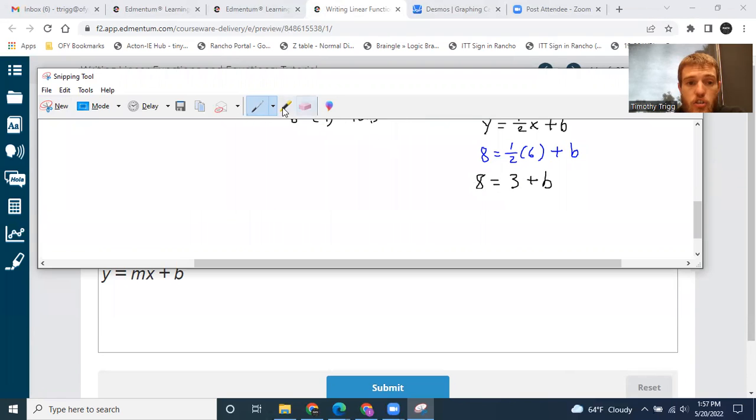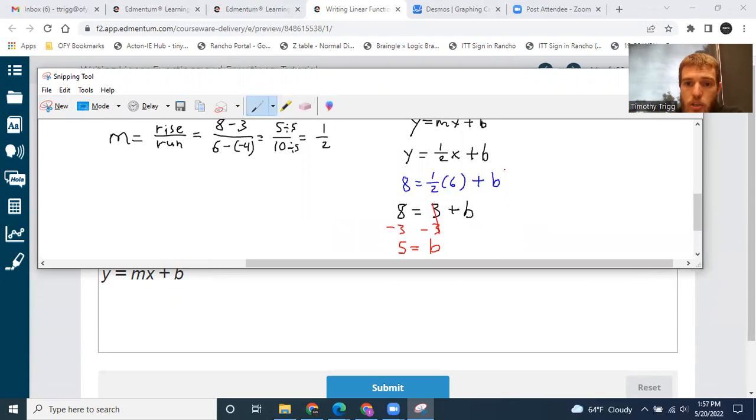Let's go ahead and finish solving for b. The way we're going to do that is by subtracting 3 on both sides of the equation to help us get b by itself. Now we know b, now we know the y-intercept. So our equation is y equals 1/2 x, our slope is still 1/2, plus our b is 5. So y equals 1/2 x plus 5.